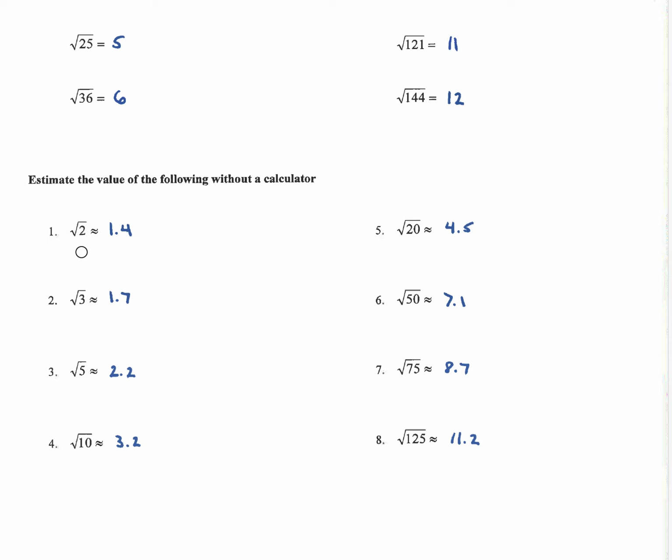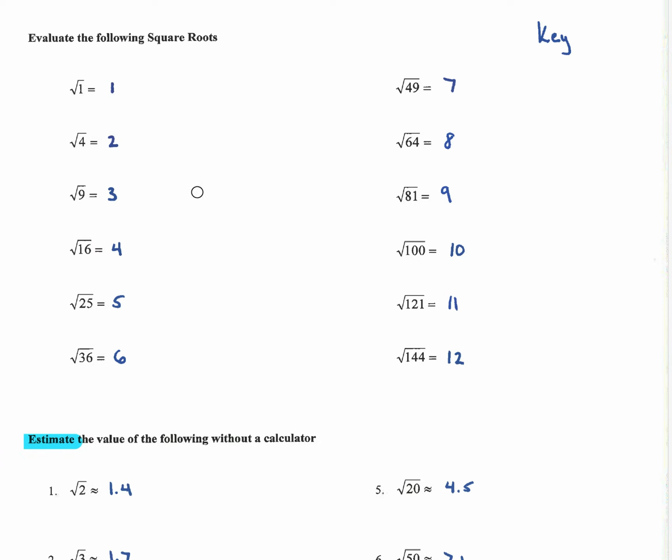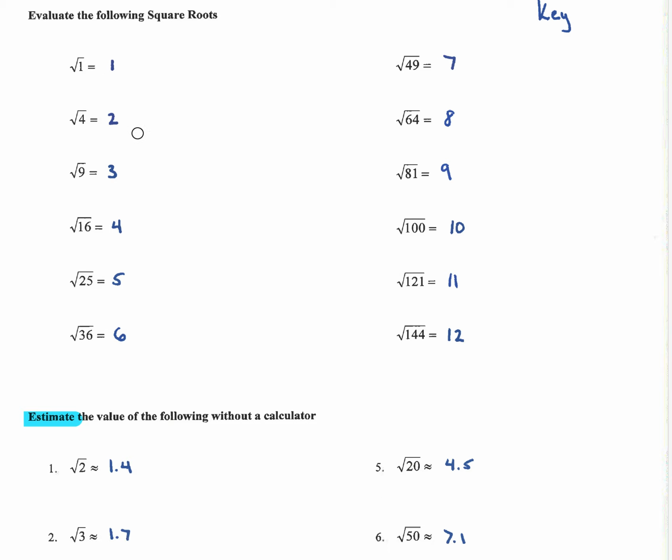So how do you end up evaluating without a calculator the square root of 2? Well, we're going to estimate. Again, it's only an estimate. It's not perfect. If you want it to be perfect, well, it can't be. That's an irrational number. So a decimal is always going to be an approximation of what it is. But the square root of 2, well, we know the square root of 1 is 1. The square root of 4 is 2. So the square root of 2 is kind of in the middle of 1 and 2, so 1.4.